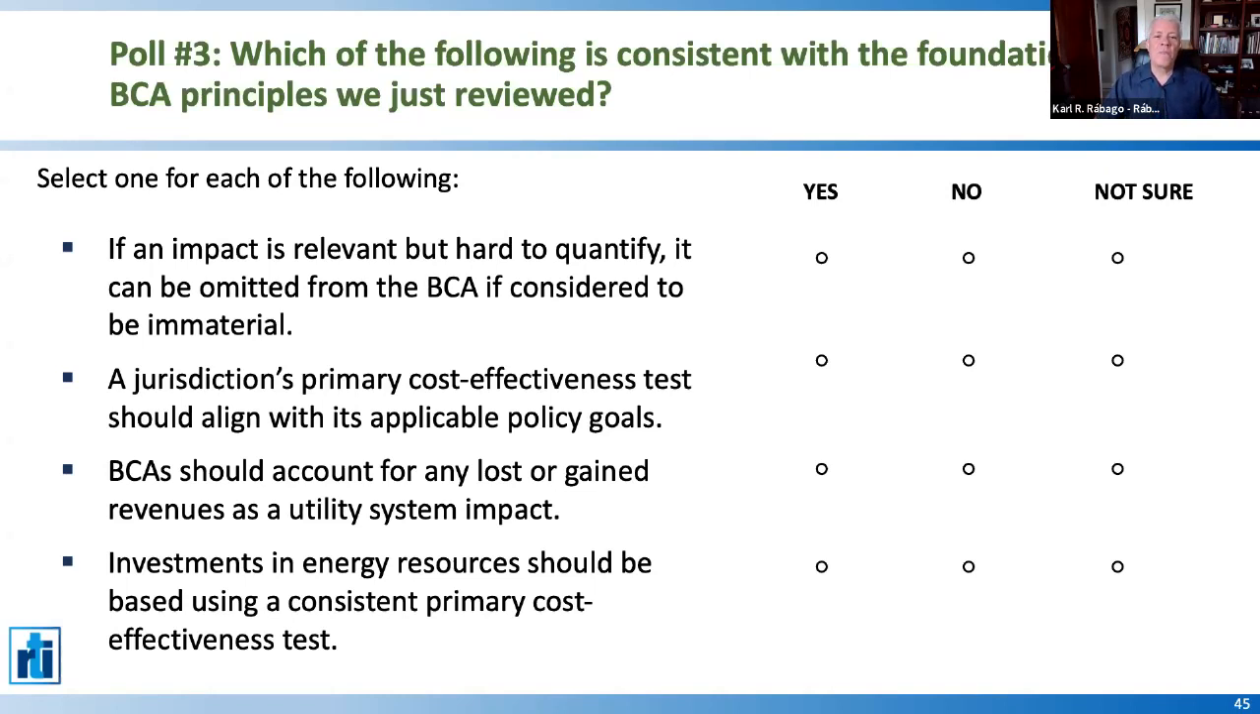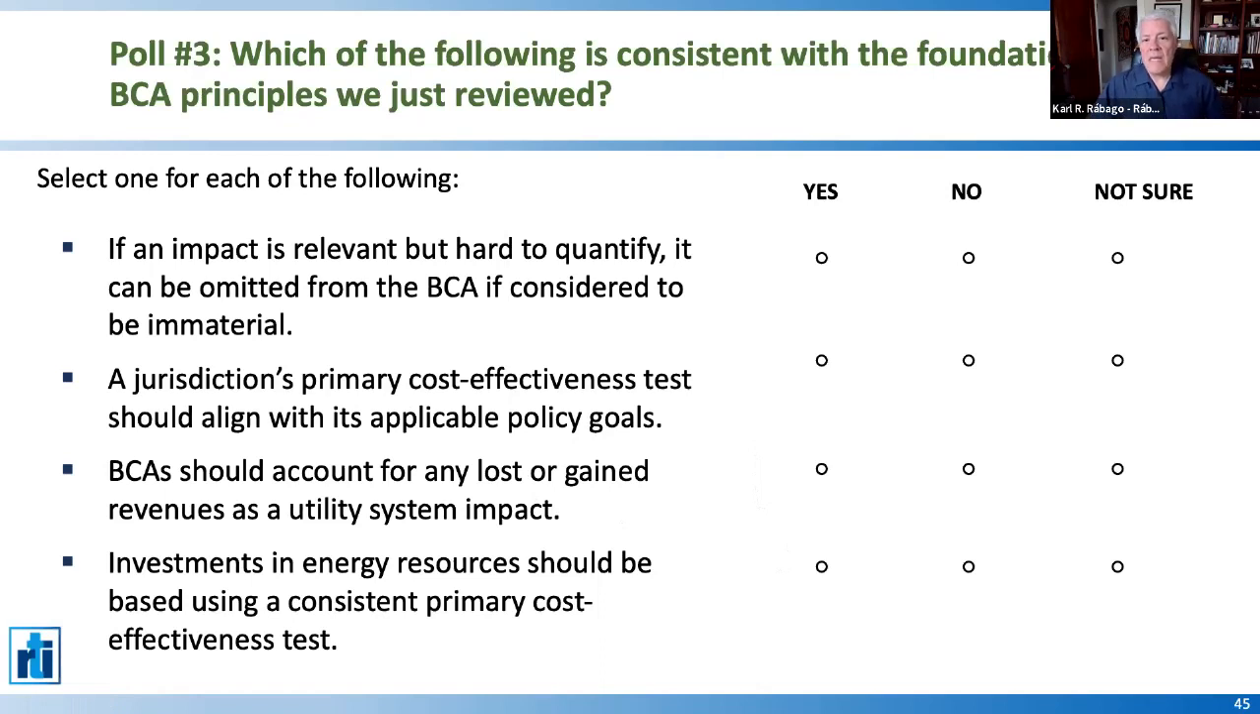And then we'll move to the closings. Oh, and the fourth one, I'm sorry. Use a consistent primary test for investments in energy resources. Also something we discussed. So I'll give you a couple more seconds here to cast a vote in each of these four questions. And then we'll pretty much wrap for the day, I think, with just a few more ideas.